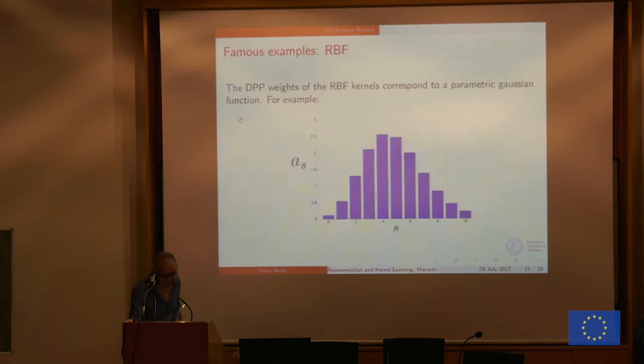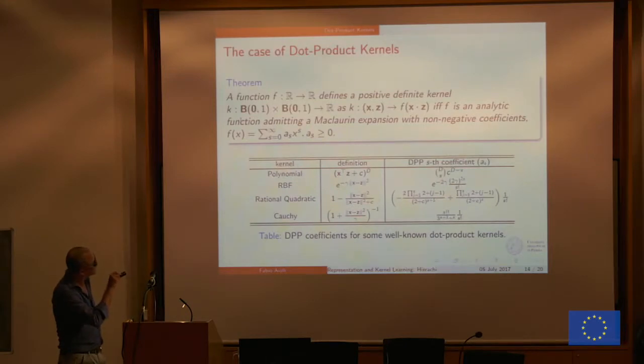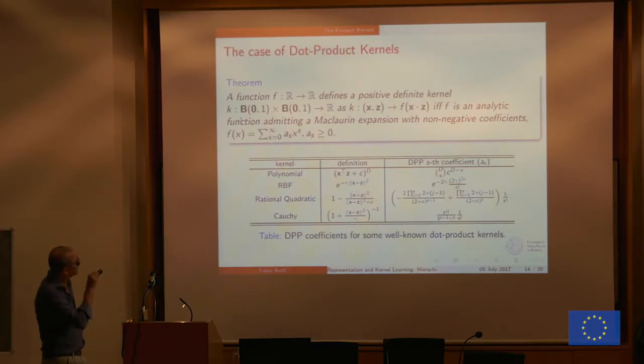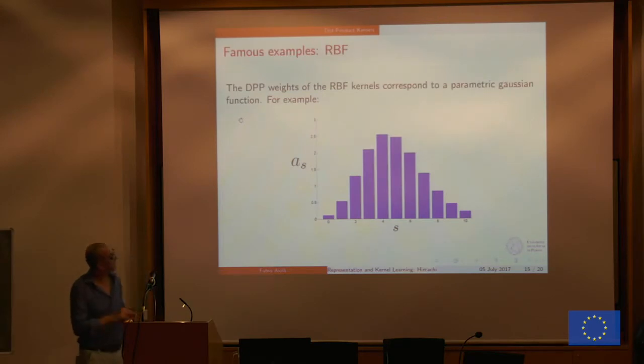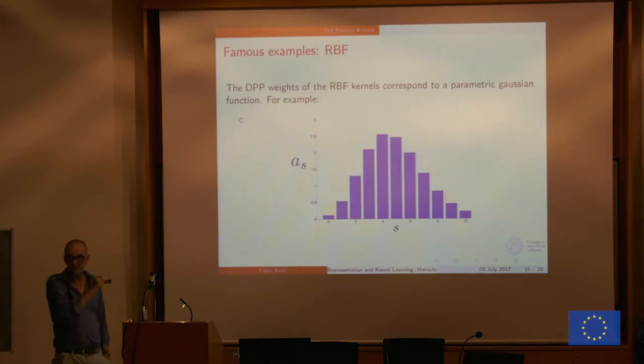So for each of these kernels, you can compute the corresponding Maclaurin expansion and compute these weights A. Basically, the result says that for any dot product kernel there exist what we call dot product polynomials like these, with opportune coefficients A. You can see different dot product polynomial coefficients for any S. For example, for RBF, you have a situation like this: for different S, you have a weight that follows more or less a Gaussian.